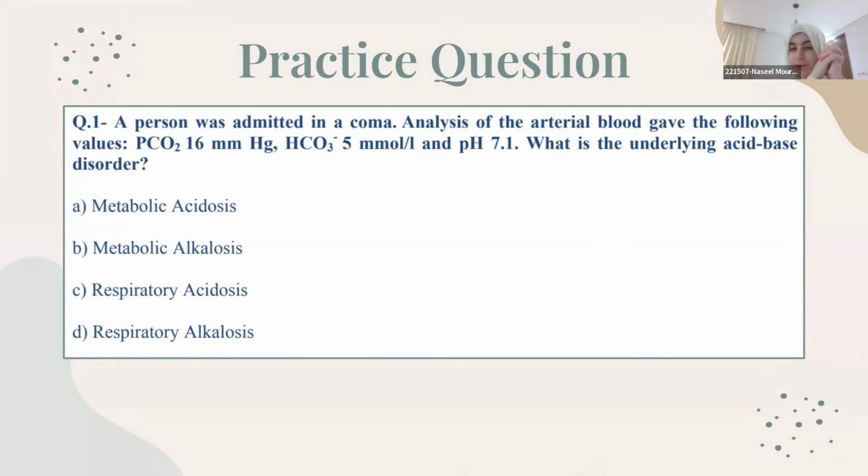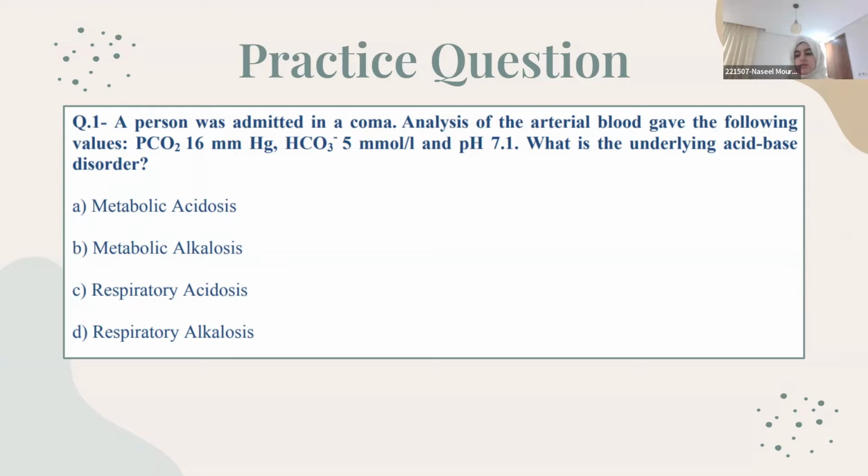Okay. I just have three practice questions if you guys can bear with me. Straightforward multiple choice questions. Now, this is the first question. Basically, you have a patient that was admitted in a coma, and they gave you the lab values. You have a PCO2 of 16, bicarbonate of 5, and a pH of 7.1. What is the acid-base disorder that you're having right now?